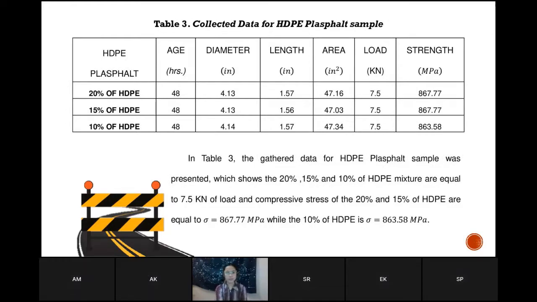And for our HDPE phosphalt sample, this is the compressive strength test result for each percent: 867.77 megapascal and 863.58 megapascal.